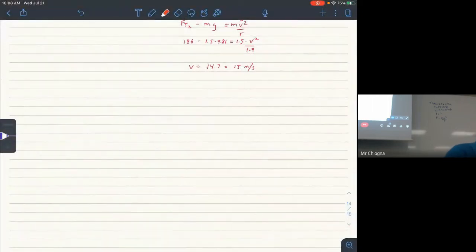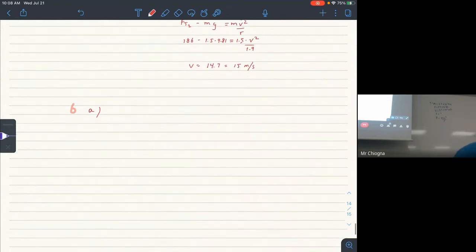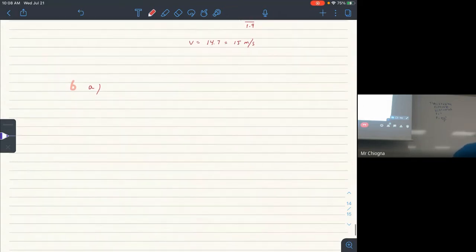Number 6. So there's two parts to number 6. We have a top and the bottom. Just reread it so you know what I'm referring to.